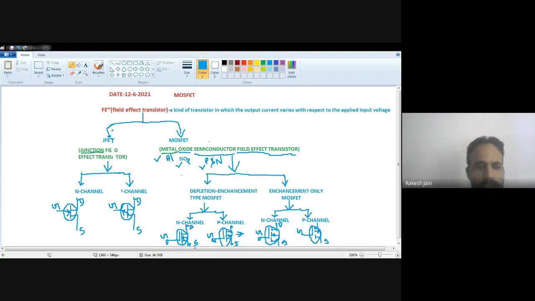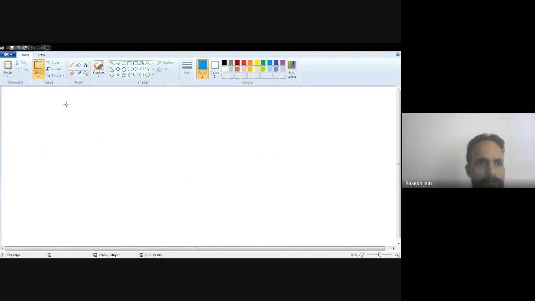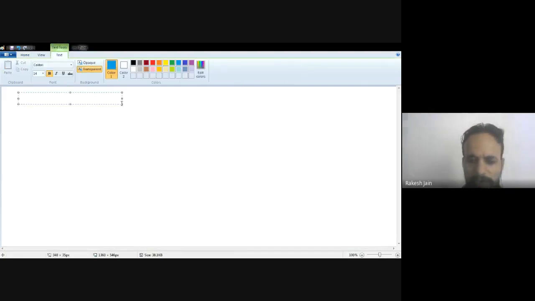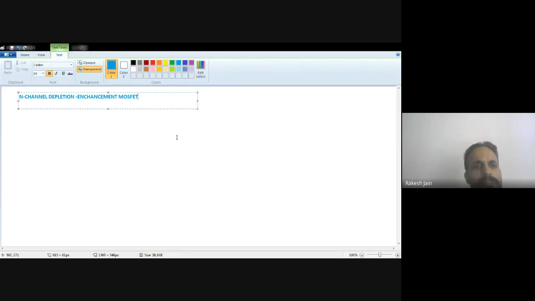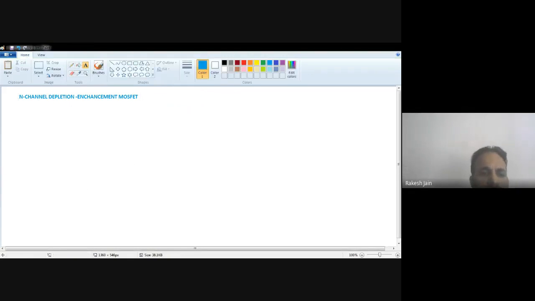I just remove this MS Paint file and we will start from the second file. Now see, n-channel MOSFET, n-channel depletion enhancement MOSFET. Let's suppose I want to construct an n-channel depletion enhancement MOSFET. Now how can I construct this n-channel depletion enhancement MOSFET?